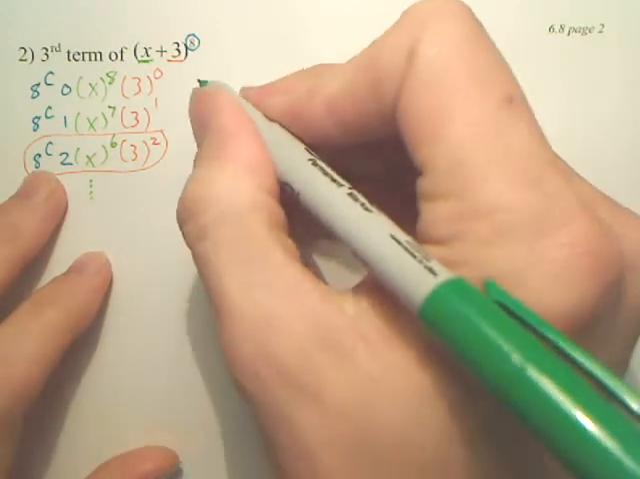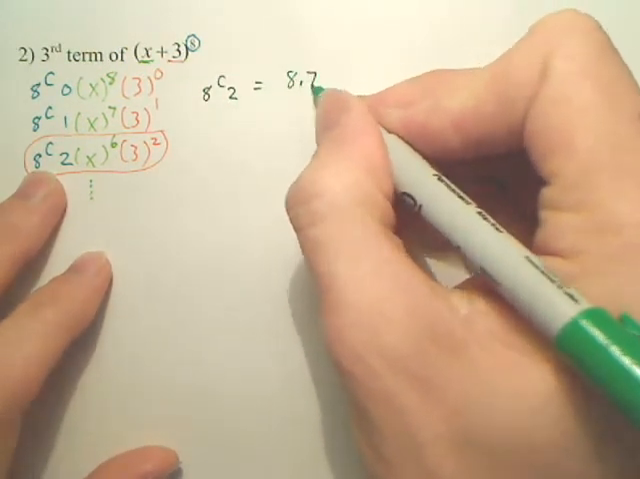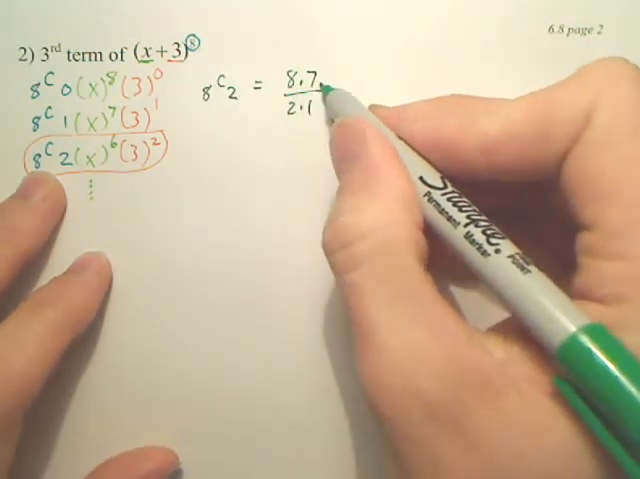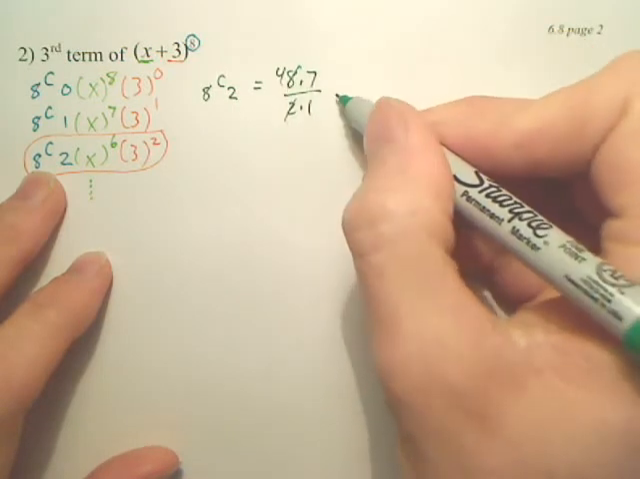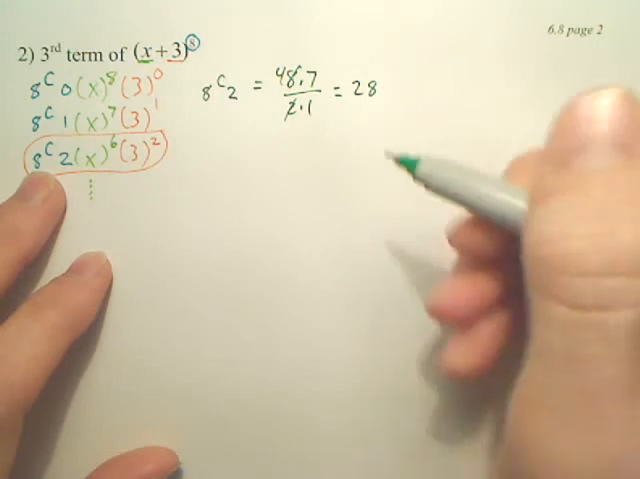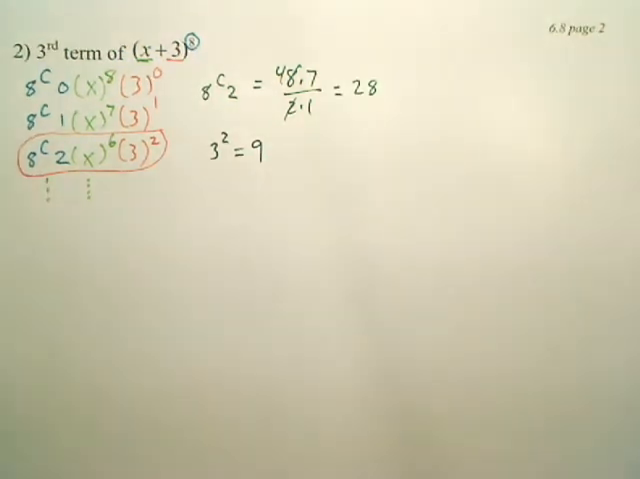Okay, so first of all, 8C2. Well, that's 8 times 7 divided by 2 times 1. Remember, 8C2 is 8P2 divided by 2 factorial. That cancels, leaving you 4, so it looks like we have 28. And then we also have 3 squared. 3 squared is 9.